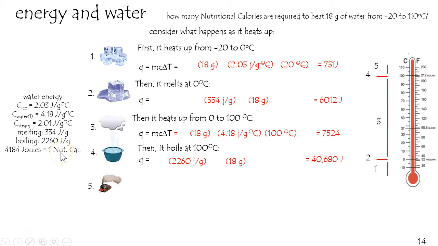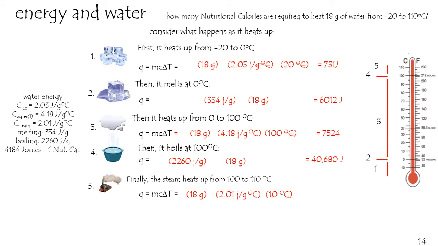Even the steam itself can be heated up, and we need to go a final 10 degrees. Q equals MC delta T for gaseous water, which is 2.01 joules per gram degree Celsius. Still have 18 grams. The delta T given in the problem is 10 degrees. That's not much. Add them all up, and you'll find it took 55.3 kilojoules to do that.